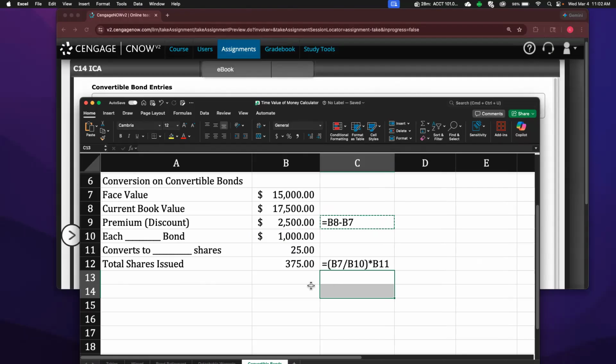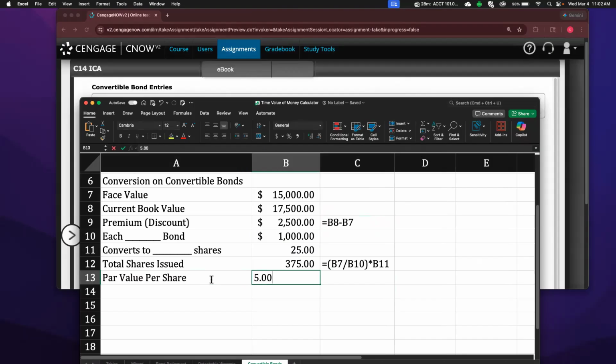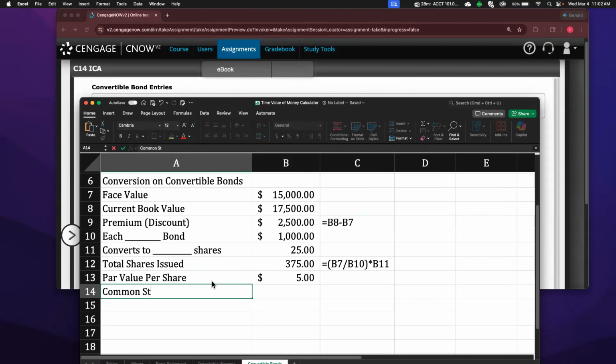So we have our carrying amount. We have our total shares issued. Now we need to figure out the common stock at par value. Par value per share is $5. Our common stock, we're going to take our total shares times our $5.